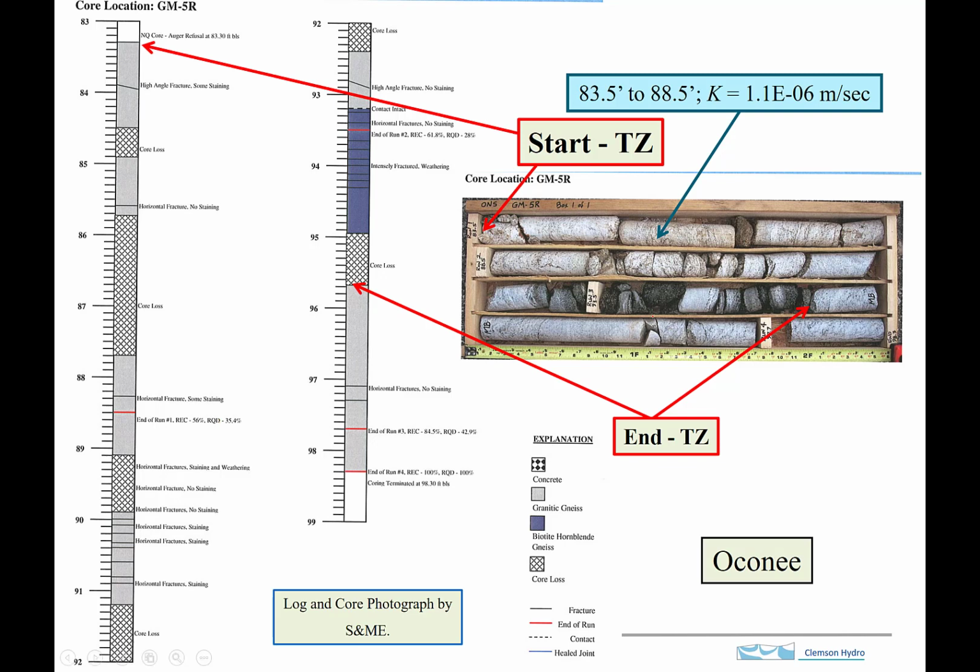Here's a picture of some of the core, and you can see some of these fractures are natural fractures. You can see this dark greenish color from weathering, and then down below that, this more gray color. That's more of the color of the intact unweathered rock. So we're going through this transition zone from weathered to unweathered material.